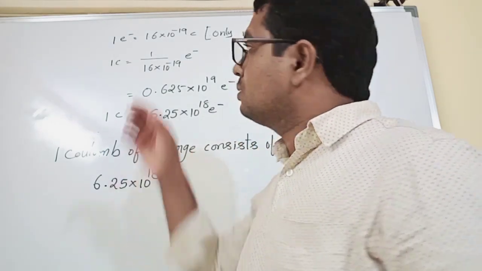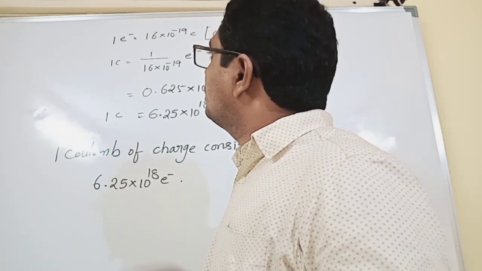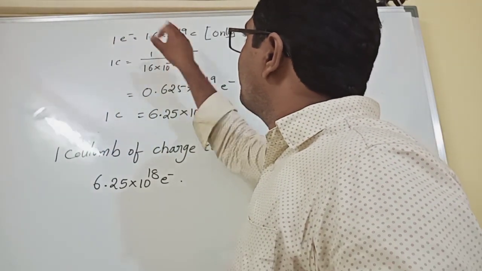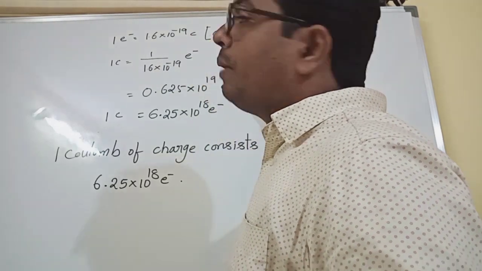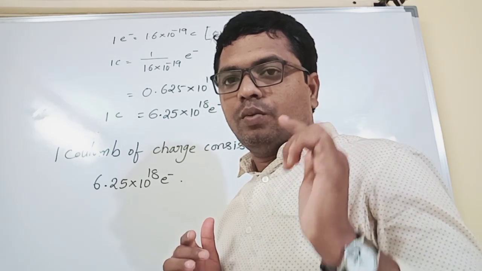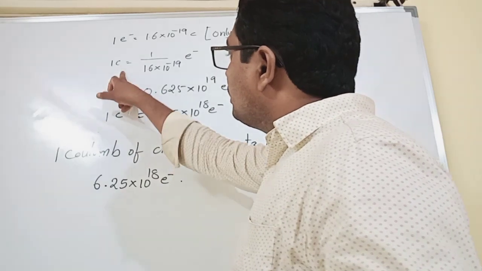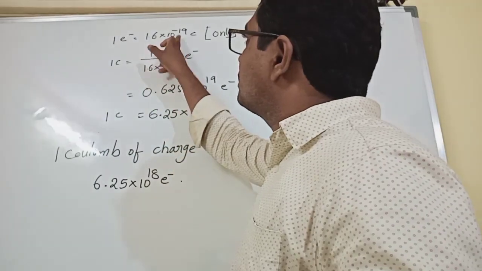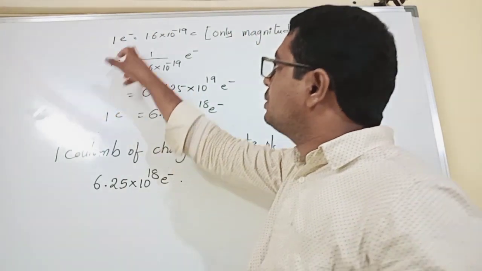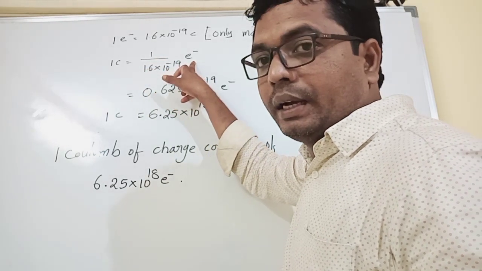In that case, 1 electron of charge is equal to 1.6 into 10 to the power of minus 19 coulombs, only the magnitude. That is, 1 electron carries 1.6 into 10 to the power of minus 19 coulombs of charge. So 1 coulomb is equal to, if it is in multiplication, it comes to this side and becomes division, 1 by 1.6 into 10 to the power of minus 19 electrons.